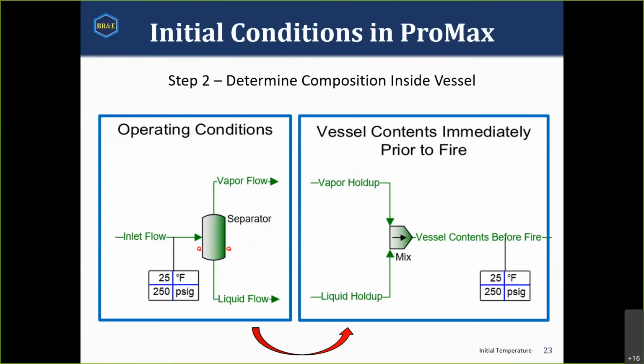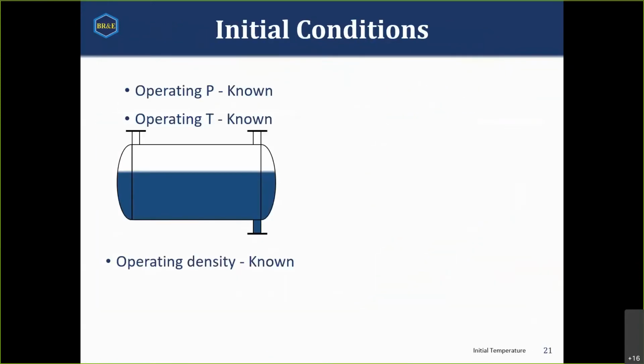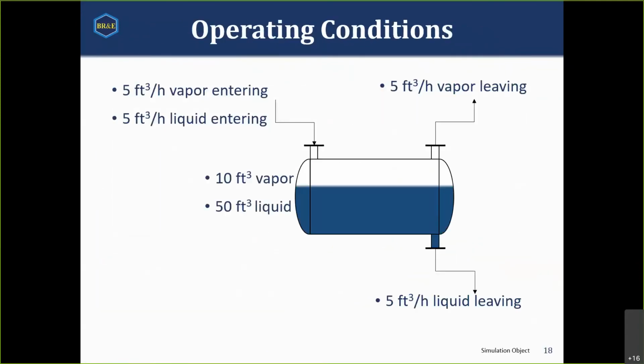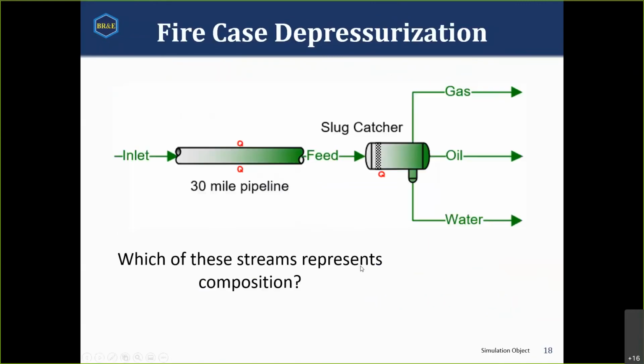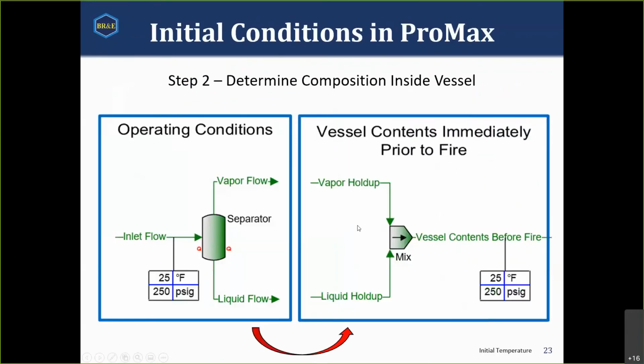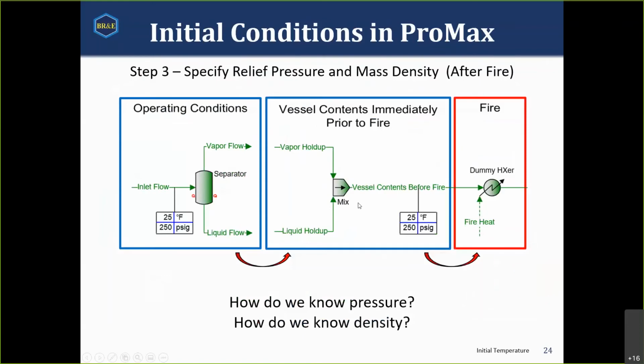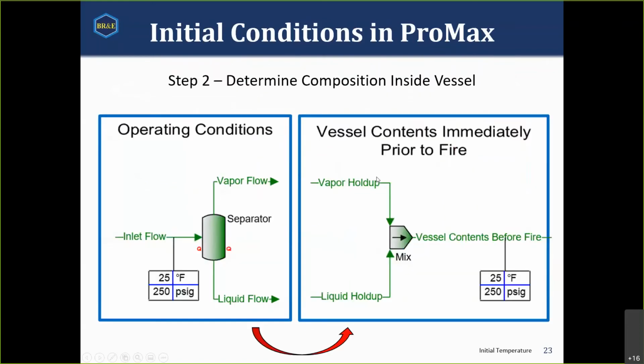of my vessel. So if I had a vessel that was 10 cubic feet vapor, 50 cubic feet liquid, I would change my vapor flow rate until this volume had a vapor volume of 10, and I would change my liquid flow rate until my liquid volume here was 50. Again, it's really the ratio that's important, but since we're doing it, may as well just do the actual vessel.